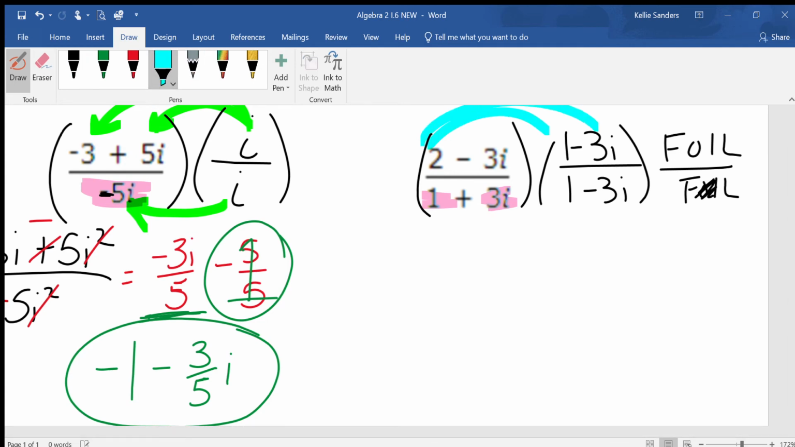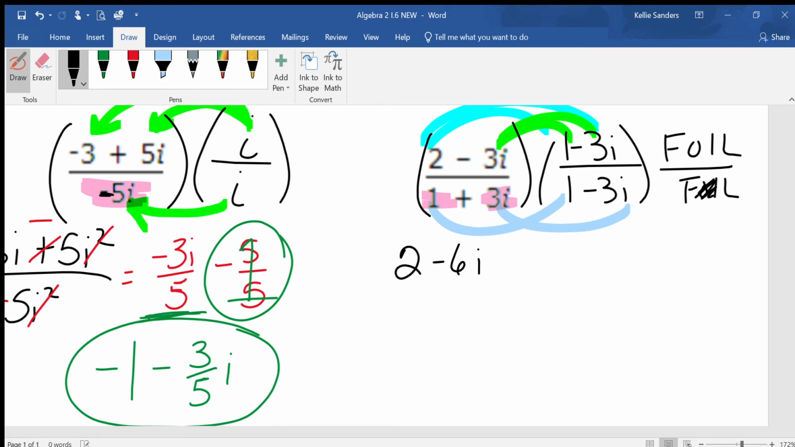So two to two are all those. There you go. And then first and last. That's basically what you do every single time. So 2 times 1 is 2. 2 times negative 3i is negative 6i. Negative 3i times 1 is negative 3i. Negative 3 times negative 3 is a positive 9.